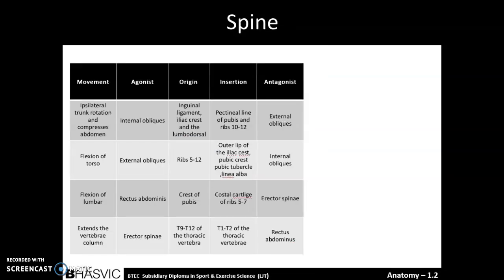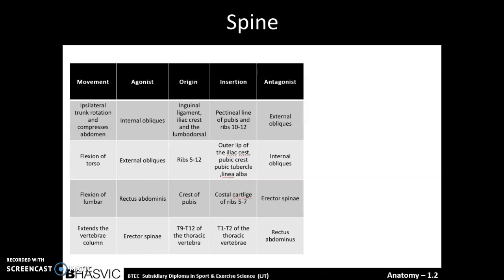In the spine, when the agonist is the internal obliques and the antagonist is the external obliques, the movement is ipsilateral trunk rotation and compressed abdomen. The origin is inguinal ligament, iliac crest, and the lumbar dorsal fascia. The insertion is pectineal line of pubis and ribs 10 to 12.